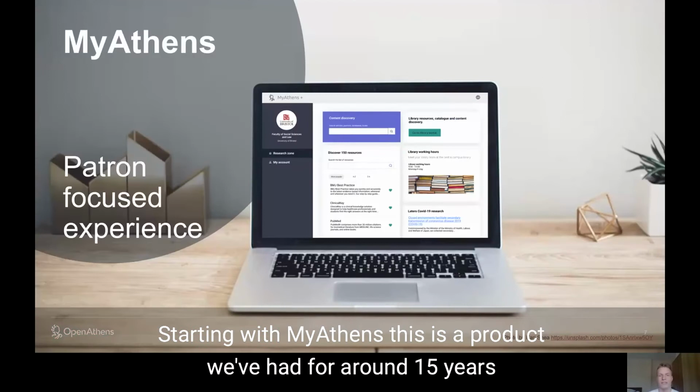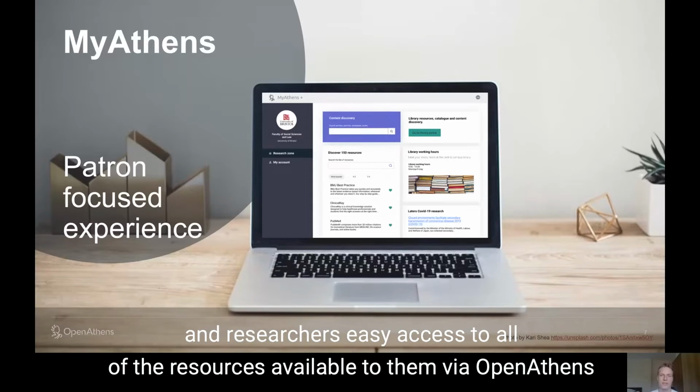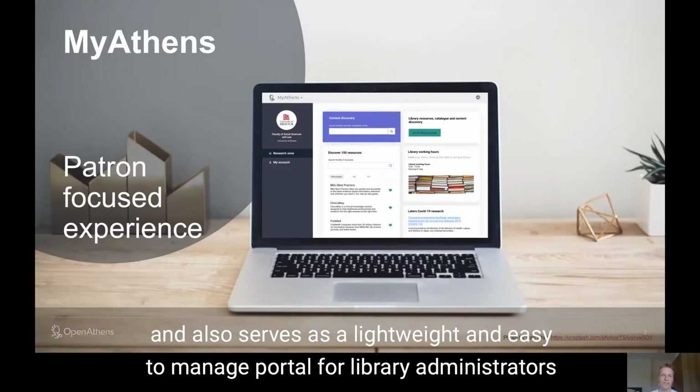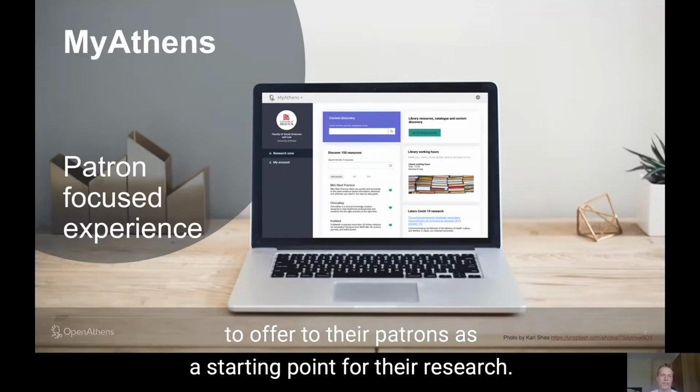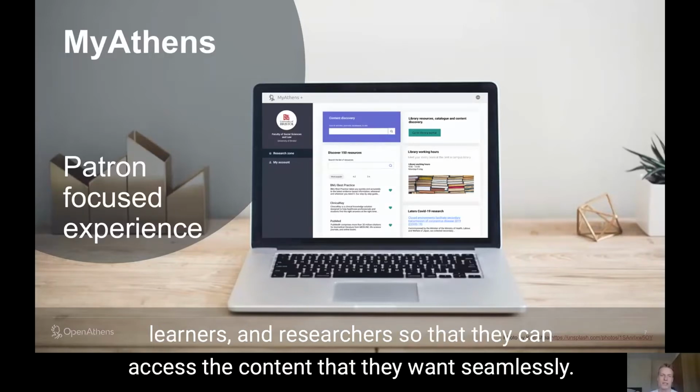Starting with MyAthens, this is a product we've had for around 15 years, and we're in the process of completely rebuilding the product from the ground up. MyAthens is a product that gives students and researchers easy access to all of the resources available to them via OpenAthens, and also serves as a lightweight and easy to manage portal for library administrators to offer to their patrons as a starting point for their research. This rebuild is centered around giving a top quality experience for administrators and learners and researchers so that they can access the content that they want seamlessly.